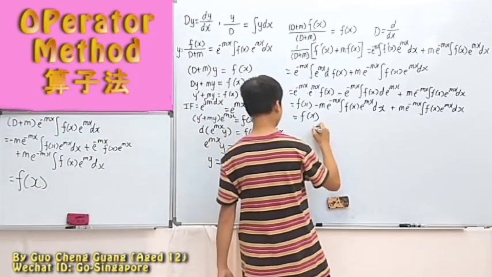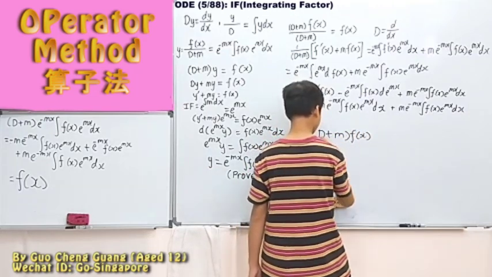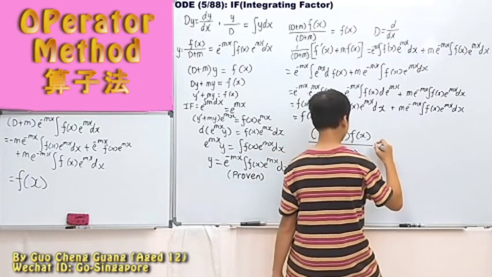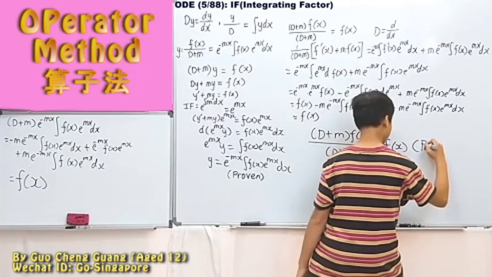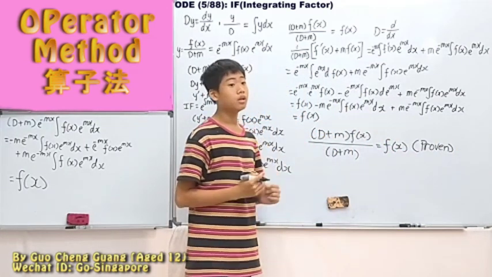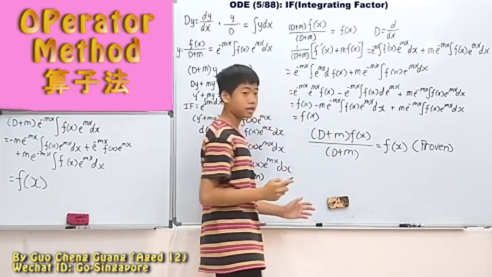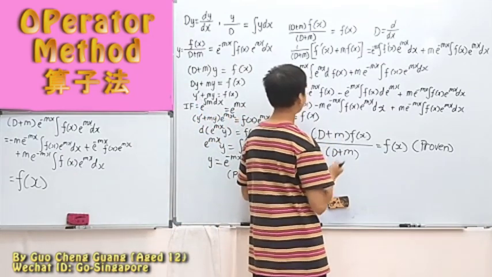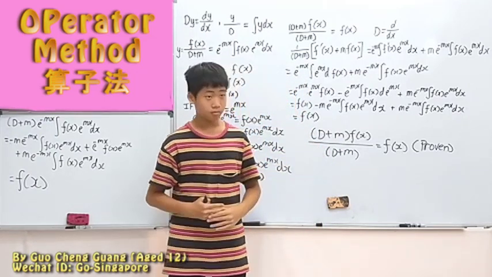So that means in total, d plus m fx over d plus m is equal to fx. So this part is proven. That means in the next video, when we need to use this, yes, we could use it already. But wait, you could multiply and you could divide and you could use them interchangeably, or at different positions, whether you differentiate first or whether you integrate first. So this is like a commutative law, okay?